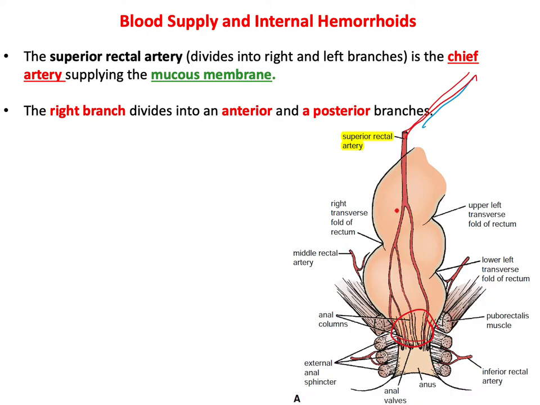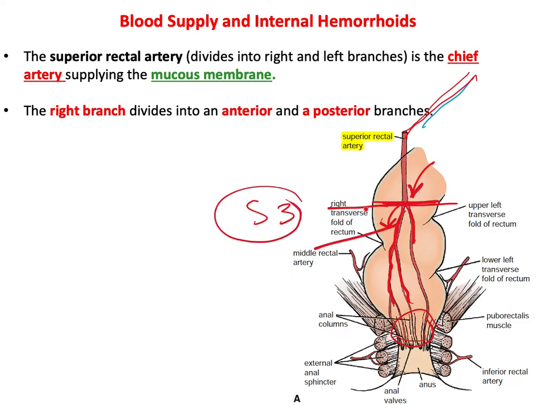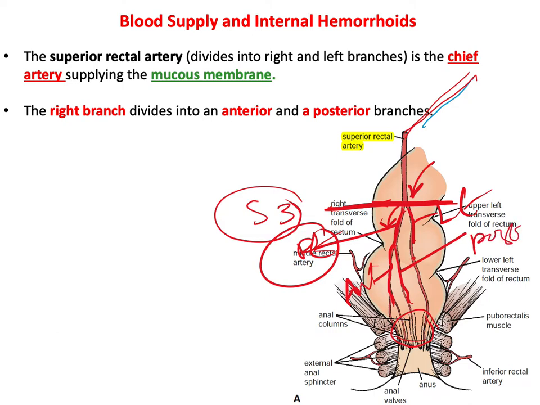Now, it's good to mention here that the superior rectal artery at the level of S3, that means at the junction between the sigmoid and rectum, at the beginning of the rectum, divides into right and left branches. Then the right branch divides again into anterior and posterior branches. So keep this in your mind.